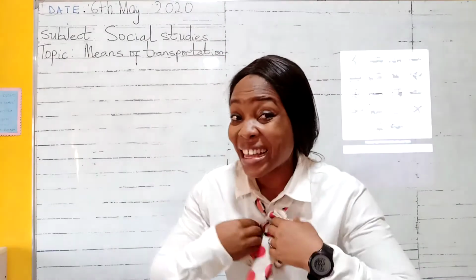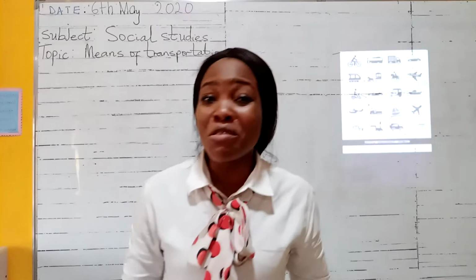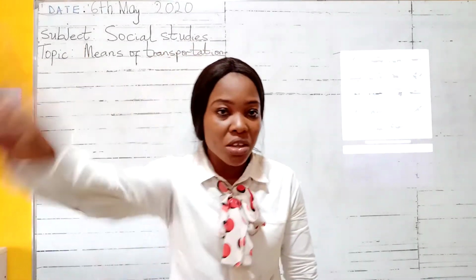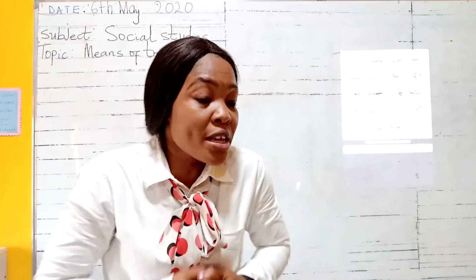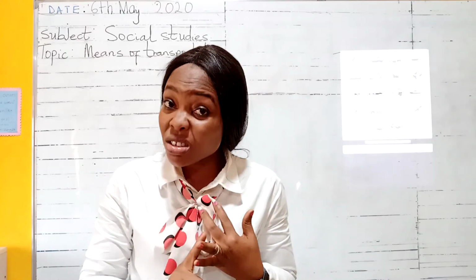This is even me like this. If you tell me to trek, I'll be feeling very reluctant. But then, that's what they used to do. But apart from the feet, there were some other things they used to make use of. And those were basically the animals, like donkey, horse, and camel.